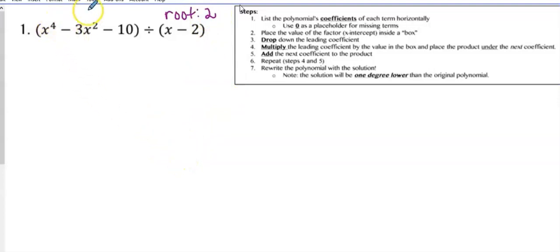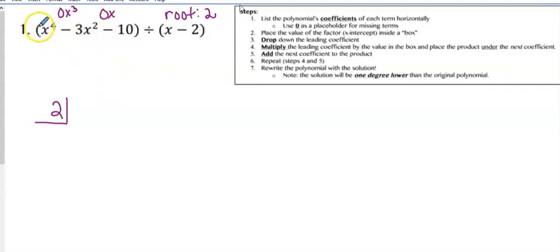I'm going to take this x to the 4th minus 3x squared minus 10, and I'm going to look and see if I need some placeholders, which I do. I need an x to the 3rd. So I'm going to need a 0x to the 3rd and a 0x as placeholders. So I'm going to use 2. Just like when we do roots and factors, we're going to use the opposite of what this is. So I'm going to use the actual 2. And I'm going to put the 2 over here. And then I'm going to list the coefficients of the dividend.